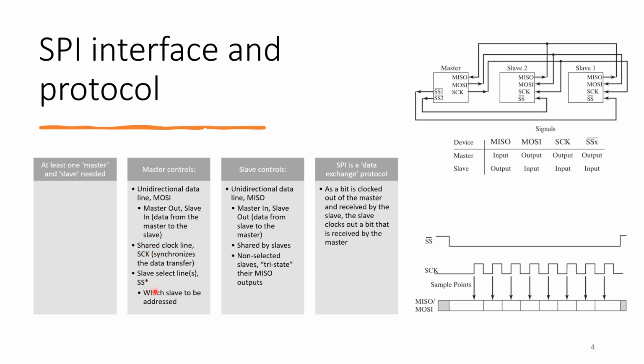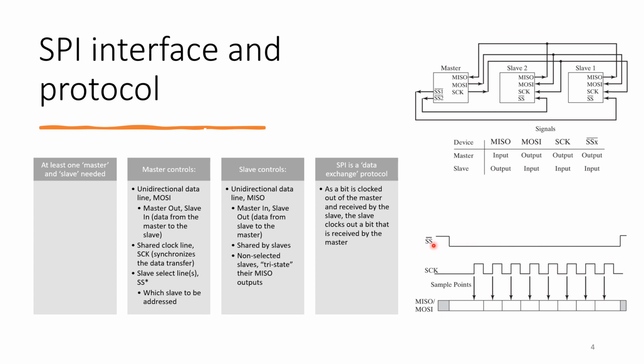And then there are slave select lines. The slave select lines basically tell which slave is addressed, or which slave the master is driving the data to. So if the slave select of slave 1 is low, the data gets captured in slave 1. If the slave select 2 is low, the data gets captured in slave 2. This is a simple protocol of an SPI.